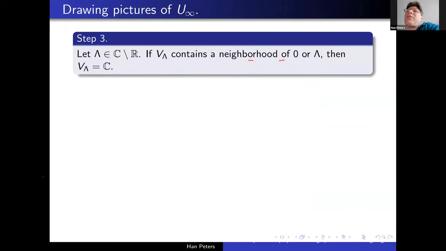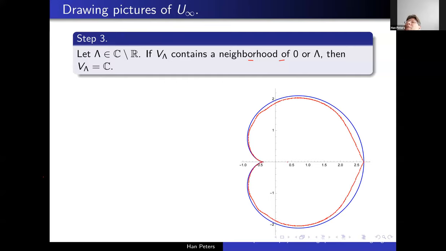And the second phenomenon has to do with this, that if your set V lambda contains a neighborhood of zero or of lambda, then it must be everything. Simple complex analytic proof, which I'll skip. But this is exactly what we use to draw the pictures. We approximate using polygons: you take the exponential image, you take the convex hull, you take the exponential image. You do this a large number of times. If at some point you contain a neighborhood of the origin, then you're unbounded. And this is how we can draw from the outside the red curve. For parameters outside of this red curve, we know that at some point you contain a neighborhood of the origin.